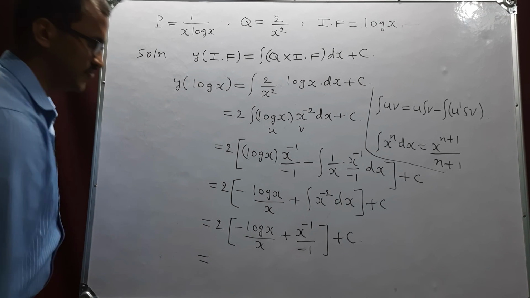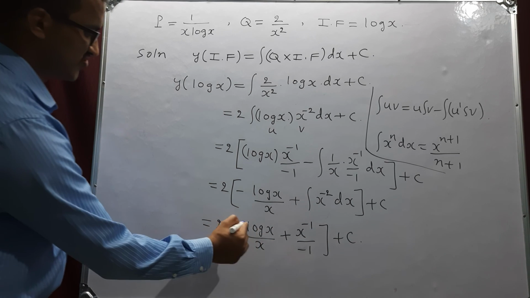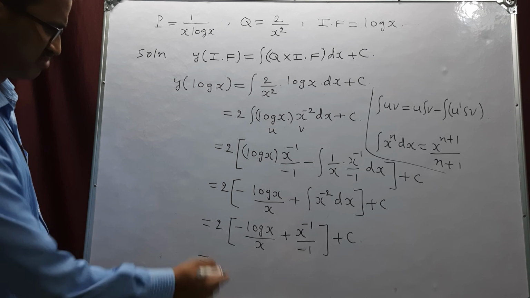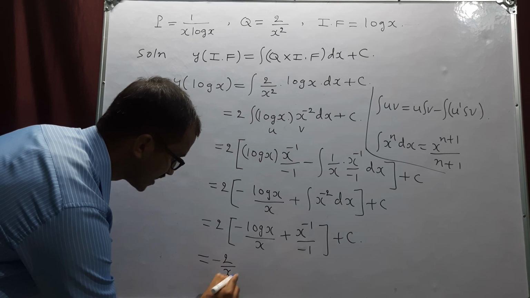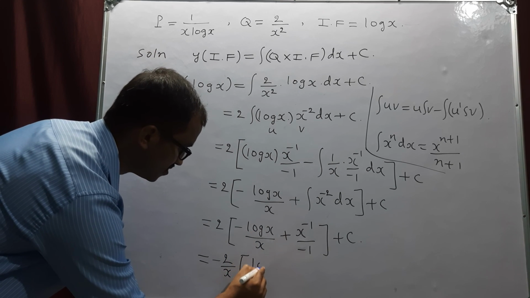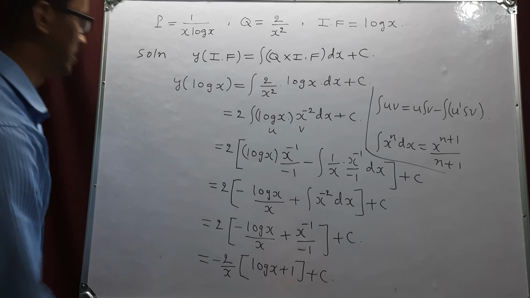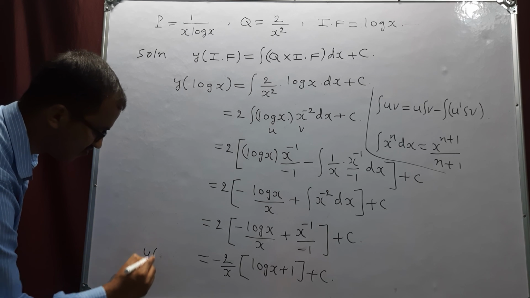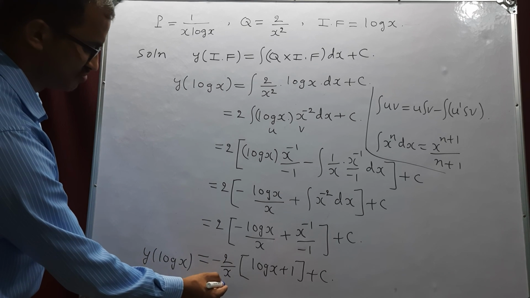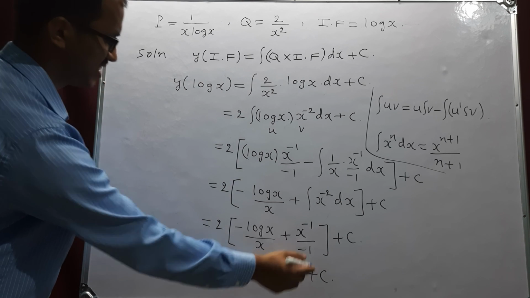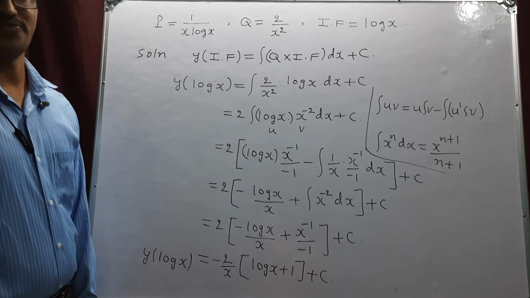So x power minus 1 means I can write 1 by x. From both the terms I can take minus as common, similarly 1 by x. So I will get minus 2 by x into the remaining, log x plus 1, plus integrating constant. LHS is y into log x. So y into log x is equal to minus 2 by x into log x plus 1 plus c, which is the required solution of the given differential equation.